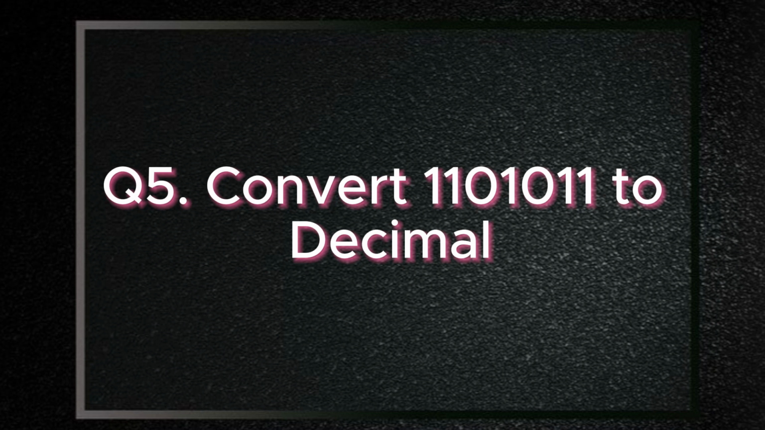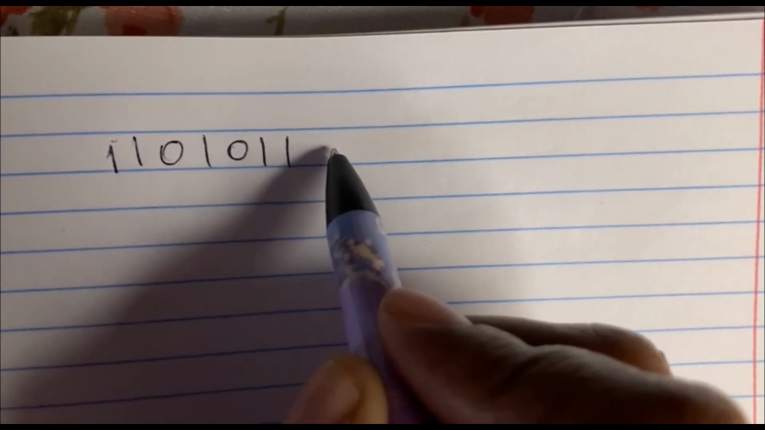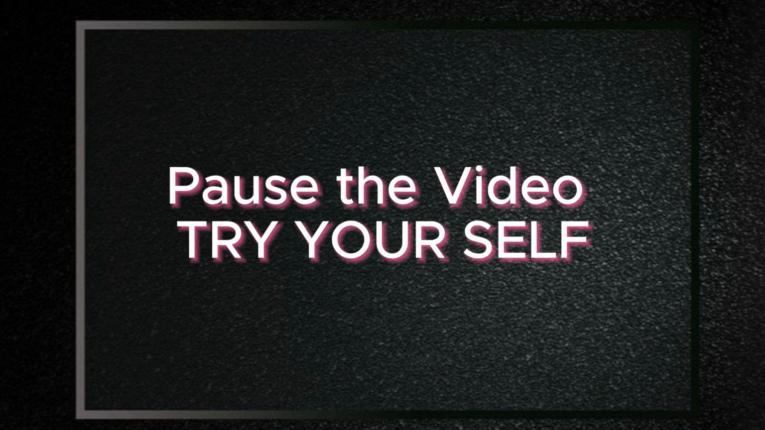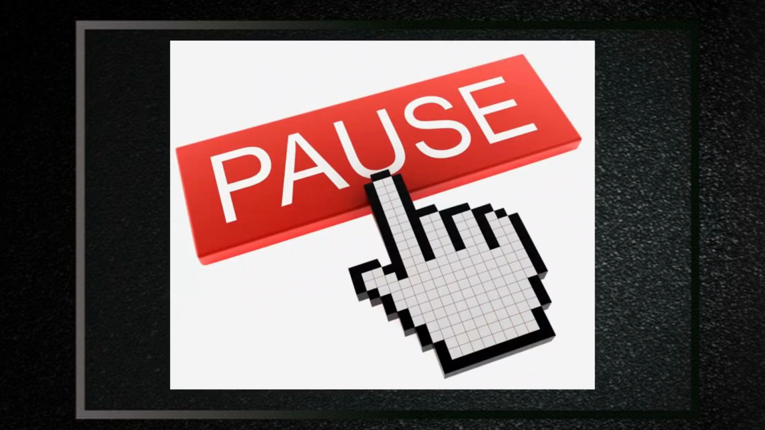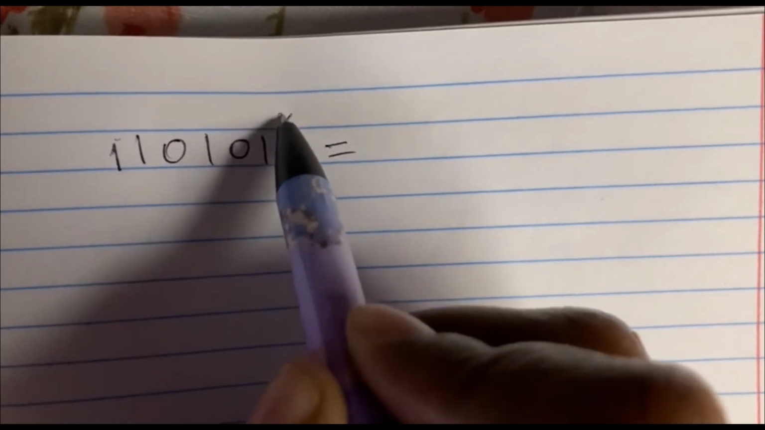Okay, next, what we're going to see is the decimal number. But before that, let's do this one for yourself. 1 1 0 1 0 1 1. So try to pause the video and do it for yourself. Okay, so I try to do it.